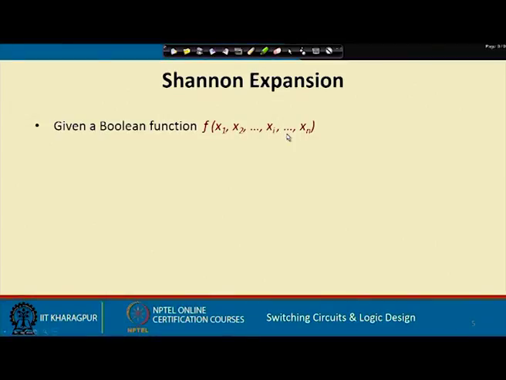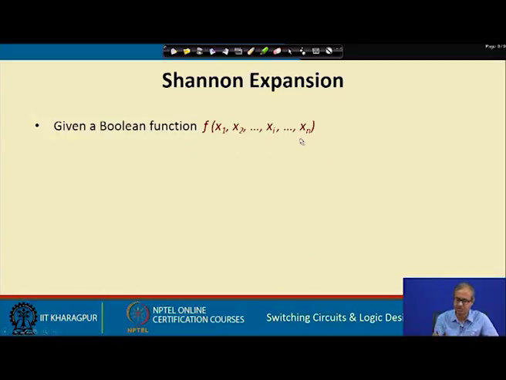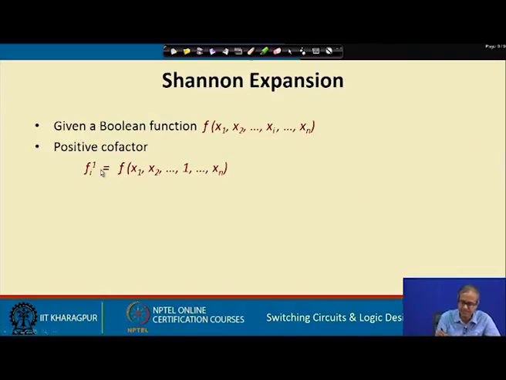Take an example. Suppose I have an n variable function f, the variables are x1 to xn, in general there is a variable xi. So, we talked about this earlier also. We defined something called a positive cofactor. This we denote as fi with 1 in the superscript, which means the same function where this xi is replaced by 1. This is referred to as the positive cofactor with respect to variable i.